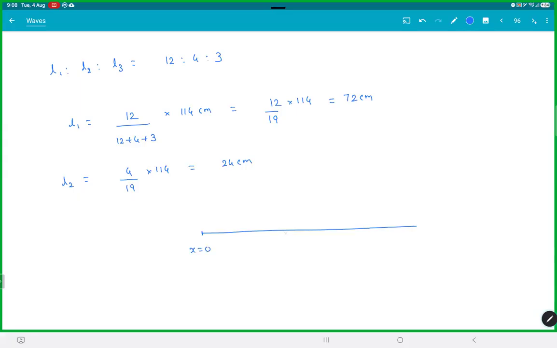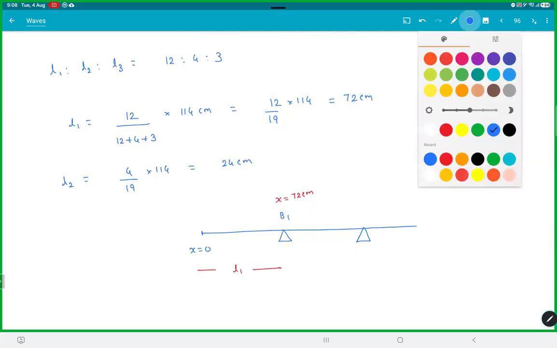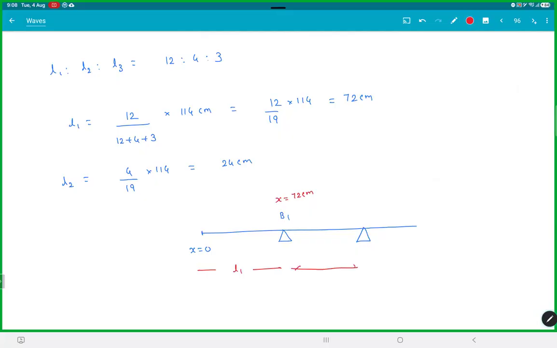Now, if you look at that, x is equal to 0, you kept the bridge here, B1. So you're saying this length is L1, so this coordinate will be 72 centimeters. That is okay. The second bridge is here, and you're saying this length is L2, which is 24 centimeters. So 72 plus 24, this will be 96 centimeters. So that is the answer. And the third one is x equal to 114 centimeters. He didn't ask you for the length of the strings. He's asking where should the bridge be placed. You should place the bridges at 72 and 96 centimeters.